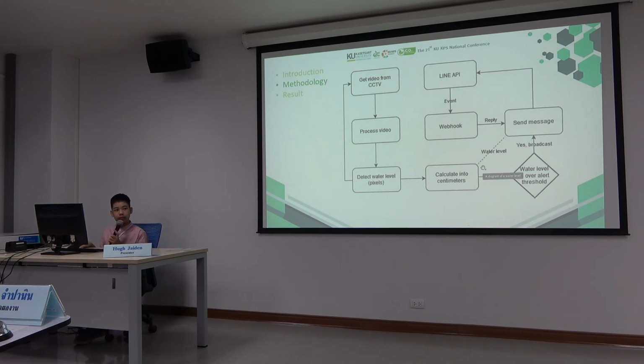After that, we check if the water level is over a specified threshold, and if it is, it sends it to the LINE API. If someone asks for the water level, the bot will reply with the water level in the message. So we'll go through this from the CCTV video all the way to the alert.